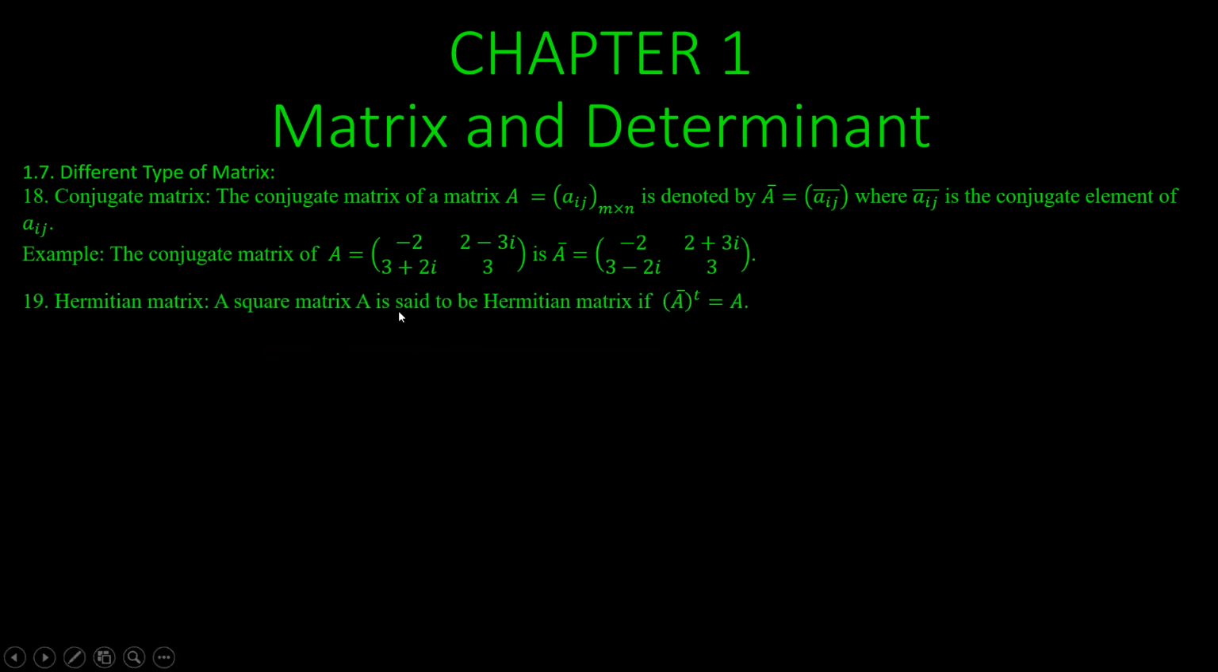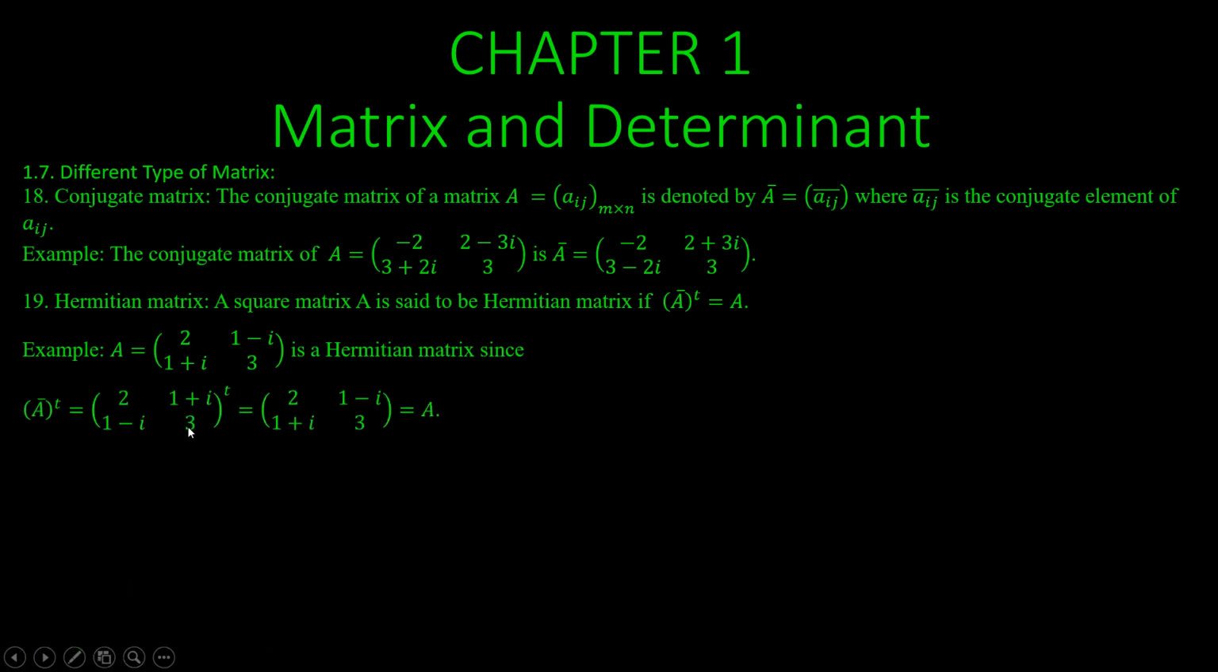Hermitian matrix. A square matrix A is said to be a Hermitian matrix if the transpose of the conjugate of the given matrix equals A. Again, I repeat it. A square matrix A is said to be a Hermitian matrix if the transpose of the conjugate of the given matrix A equals A. For an example, here A equals [2, 1 minus i; 1 plus i, 3] is a Hermitian matrix.